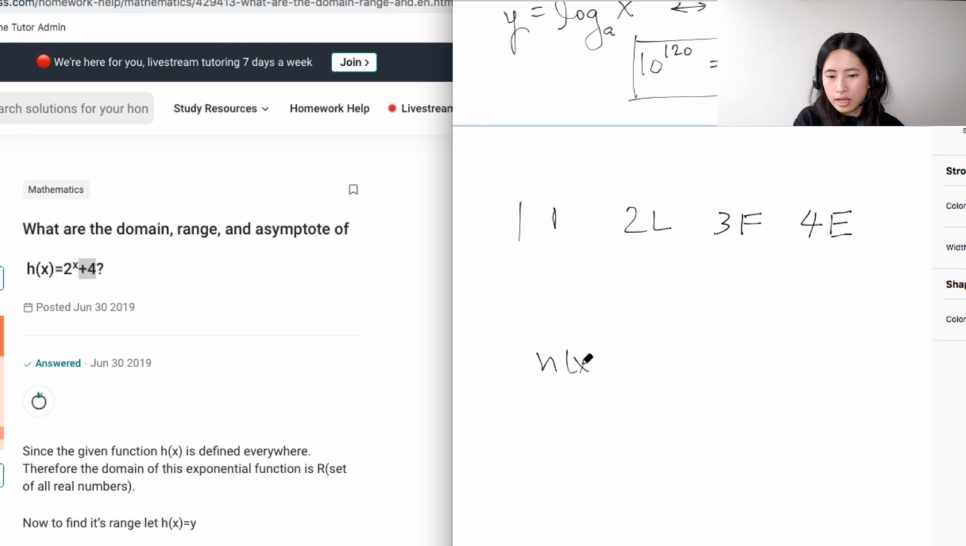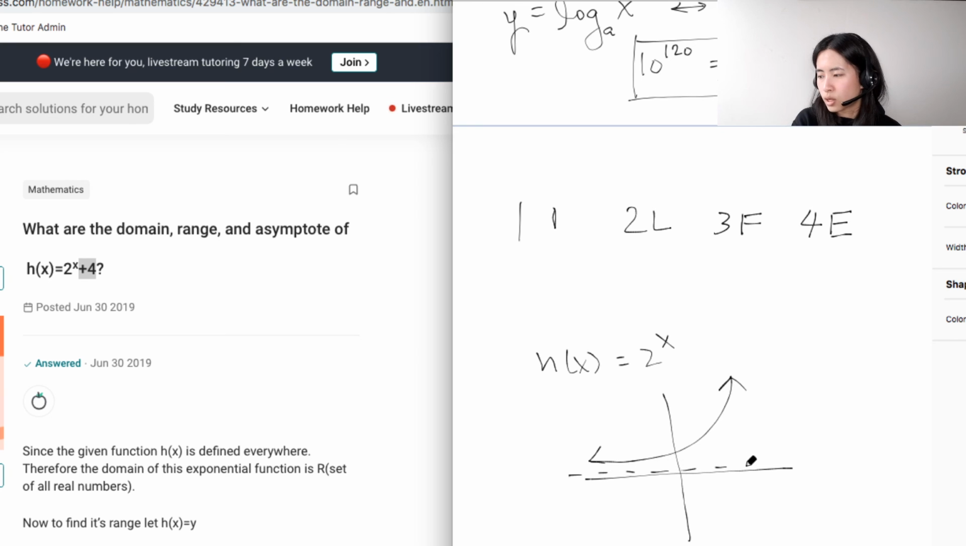So if you have h of x equals 2 raised to the power of x, you need to understand your parent function first before you actually deal with your transformed function. So as you can see, this is your exponential function, and you're going to have a horizontal asymptote at y equals 0. That's why your range is going to be y greater than 0, and 0 is not included. Therefore, it's going to be 0, comma, positive infinity.